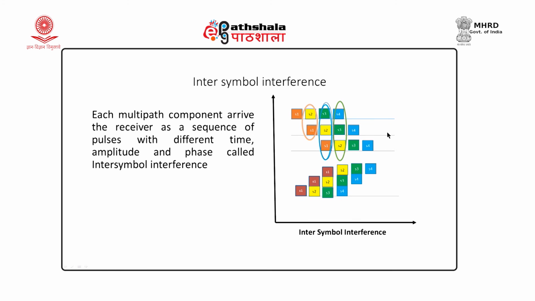Delay along the second path is equal to the time required to send one symbol, and the delay along the third path is the time required to send 2 symbols. So, what is happening at the receiver is that you are getting the interference or the blending of these symbols, and the effect is known as intersymbol interference. Each multipath component arrives at the receiver as a sequence of pulses with different time, amplitude and phase.